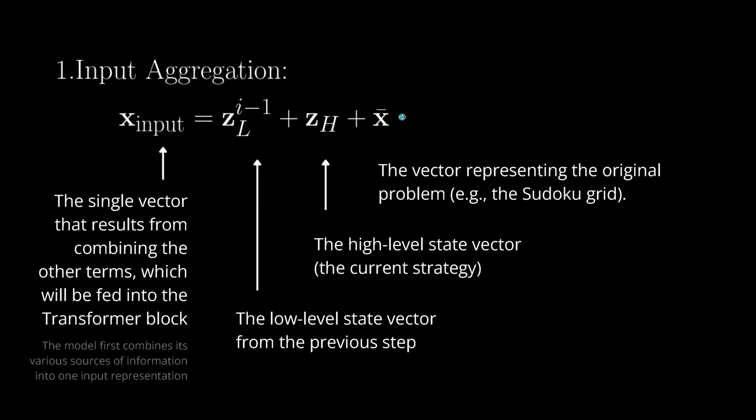Vector representation. Then the high-level state vector. This is the current strategy from the high-level module. And the low-level state vector from the previous steps. And then we generate from all of this a single new vector. And this now is the input to our first transformer block. So what the model does in the input aggregation, it just combines the various sources of information, the input representation and the strategy, and it just says, okay, let's go. Let's learn an internal representation.